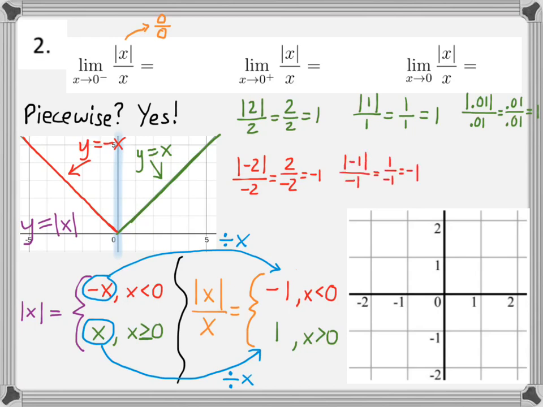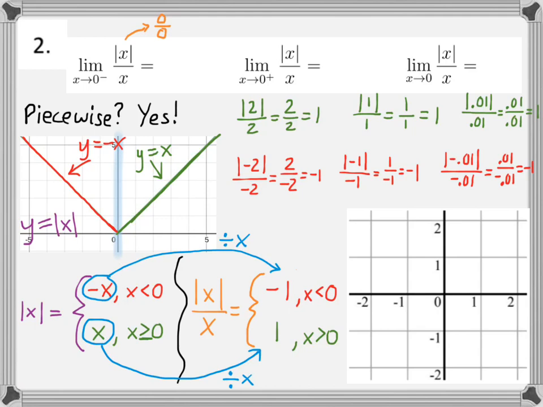Same would apply if I plugged in -1. Positive 1 over -1 leads me to -1. If I have absolute value of -100th over -100th, it would be positive 100th over -100th, and that would be -1. Notice I also picked values that were progressively approaching 0 from both sides. It's basically like I just made a table there.